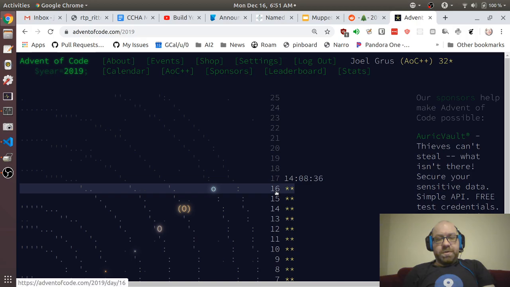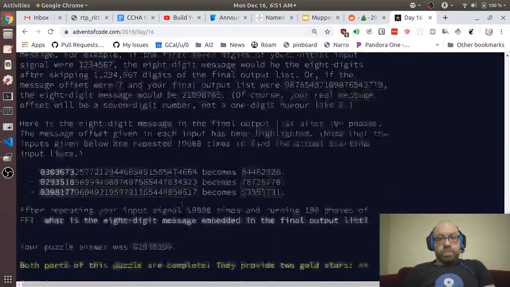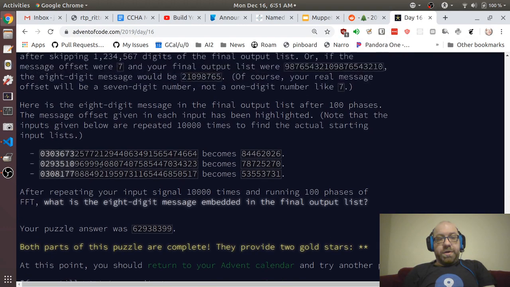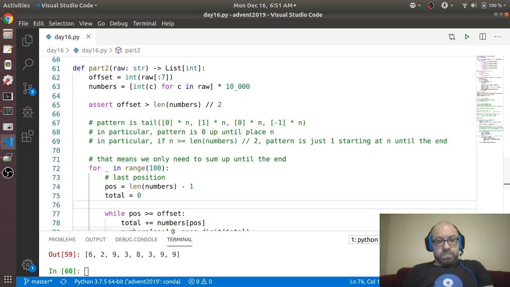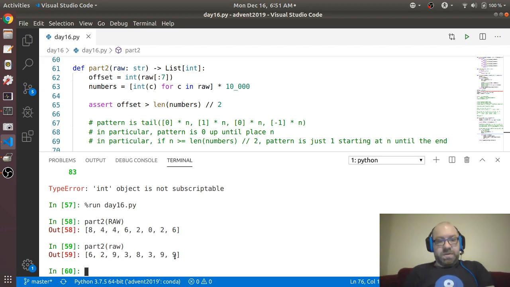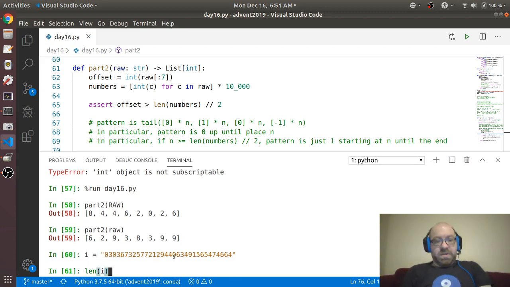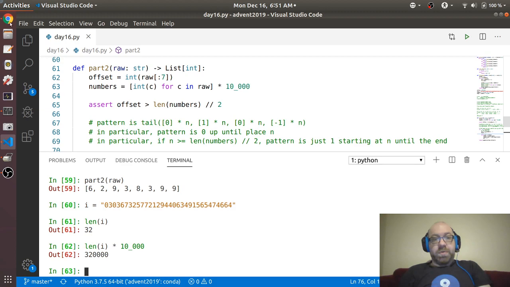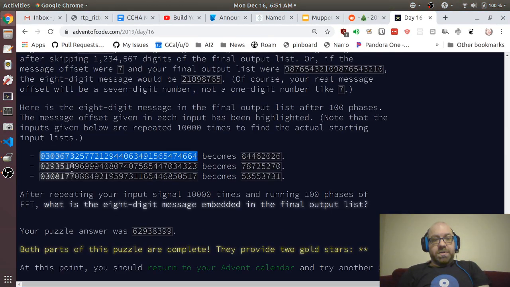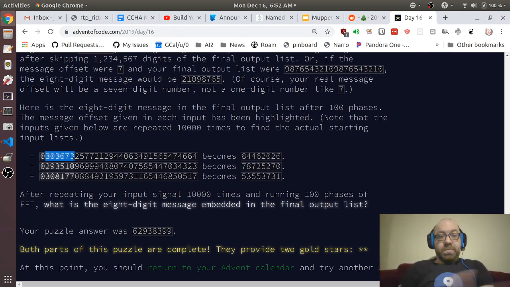So there's a couple things to notice. One is that these offsets they gave, it turns out, are really close to the end. So, this input here, let's say len is 32 times 10,000, we multiply it, so it's 320,000 long. So if I have something that's 320,000 characters long and the offset is 303,000, I'm looking very close to the end. Again, looking very close to the end.